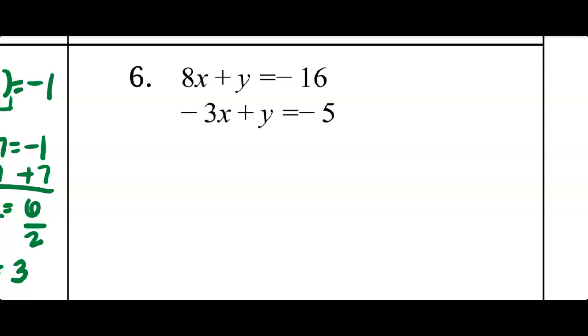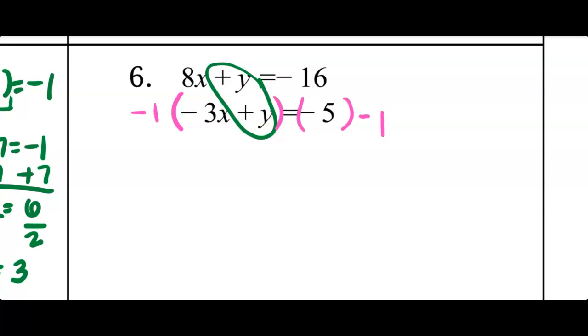Moving on to number 6, I see that my x's and y's and numbers are all lined up in the right spot, but that I don't have an opposite pair. My y's are both positive, which means that they have the same coefficient, but they're not opposite. So in order to make an opposite pair, I'm going to multiply one of my equations by -1.